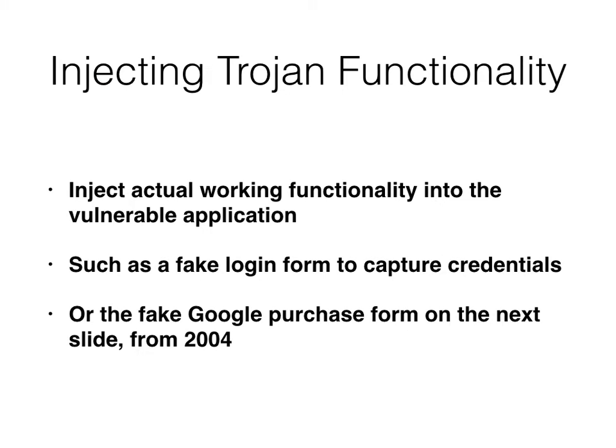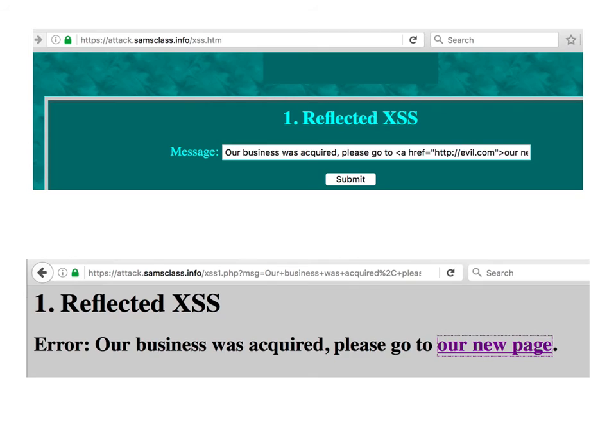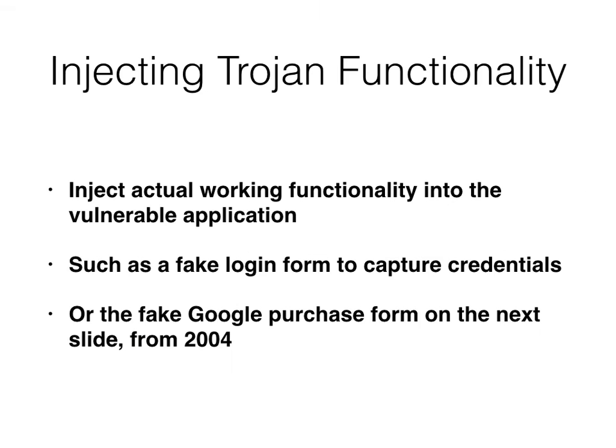Anyway, so now I can inject Trojan functionality into it. I can inject a fake login form. Here I was able to inject a link and a message that wasn't there. I could put in a whole form tag with a button where you put in your name and password and click the button and go somewhere, and it would all be just from up there in the URL. So the code, not code the developer put there at all. I can put on a fake Google purchase form.